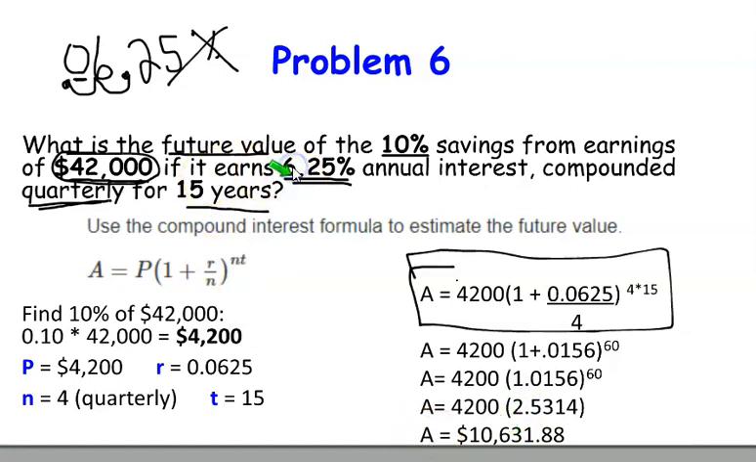At this annual interest rate, over 15 years, at the 10% savings of $42,000, you will have, at the end of 15 years, this amount of money. Okay? Remember, this is the future value. They are mathematically predicting the future. So things can go wrong. The annual interest rate could go way up. You might not be able to afford this amount. So there are factors. Okay.